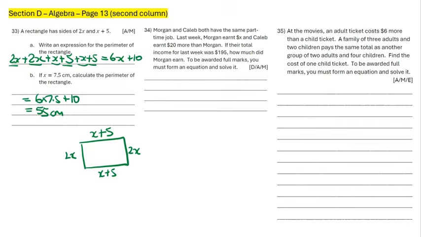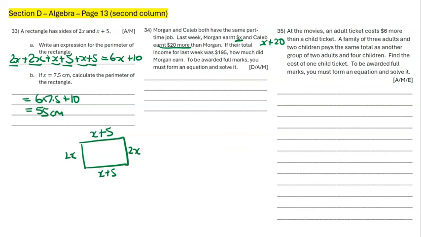So moving on to 34, Morgan and Caleb both have the same part-time job. Last week, Morgan earned x dollars, so we don't know how much money Morgan has earned. Caleb earned $20 more than Morgan. So Caleb's amount would actually be x plus 20, right? If we had to think of it as an algebraic expression, it would be what Morgan had, which was x, plus 20 bucks. If their total income for last week was $195, how much did Morgan earn? And then it says very clearly, to be awarded full marks, you must form an equation and solve it.